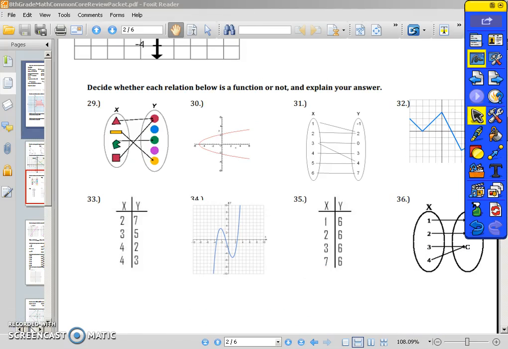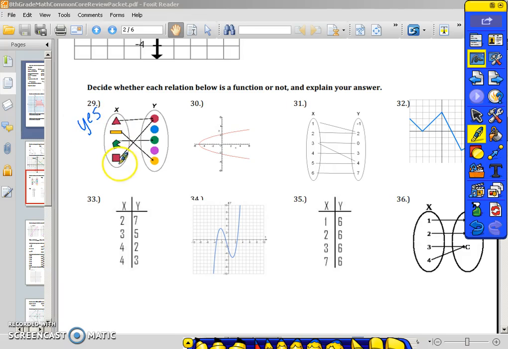Alright, for the last ones on this page, decide whether each relation below is a function or not and explain your reason. For 29, this is a function, yes, because each input has only one output. For 30, it is not a function because it does not pass the vertical line test. If you draw a vertical line, it touches in more than one spot. For 31, it is not a function because 3 goes to 0 and 4, so 3 repeats.